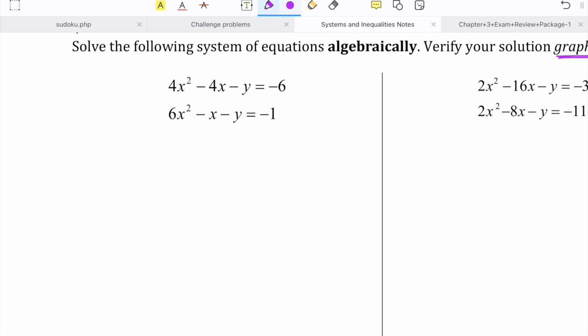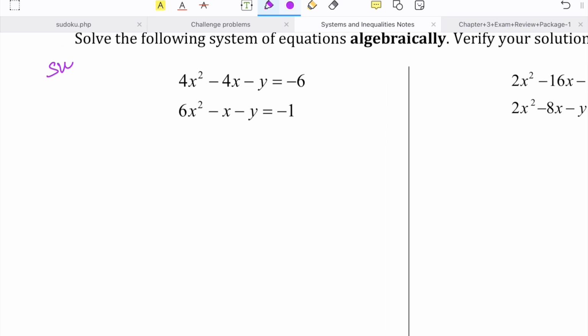Okay, let's do substitution for this one. So you isolate your y value. You add y on both sides and you add 6 on both sides. 6 minus 6 is 0, y minus y is 0. So you have 4x squared minus 4x plus 6 is equal to y. Okay, so now I'm just going to use this equation and put it over here.